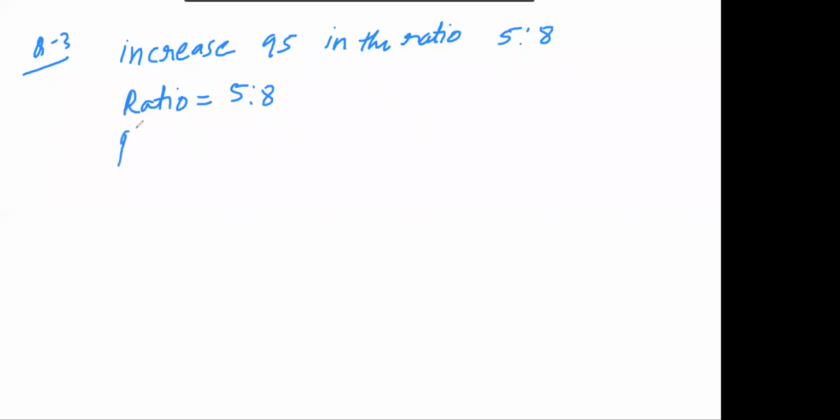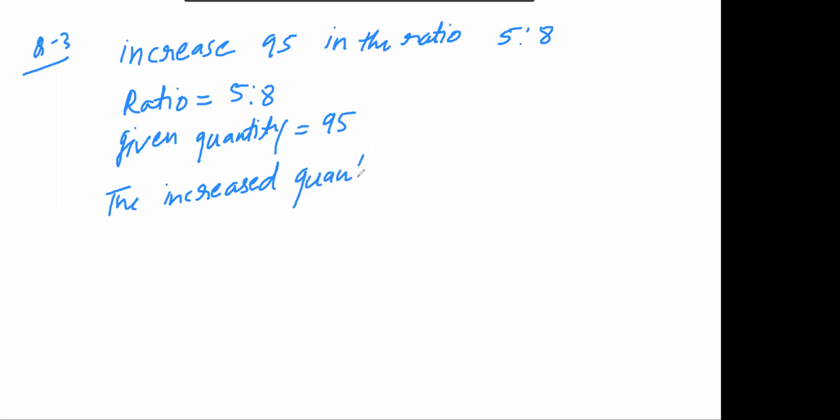Then what is the given quantity? Given quantity is 95, and you have to increase the quantity. Okay, so you will write the increased quantity is equal to 8 upon 5. Why 8 upon 5? Because you have to reciprocate the fraction.